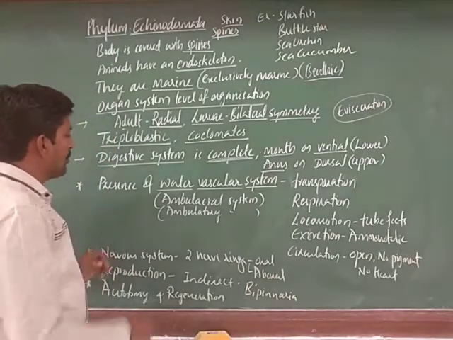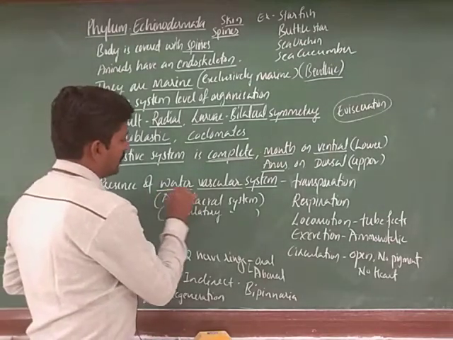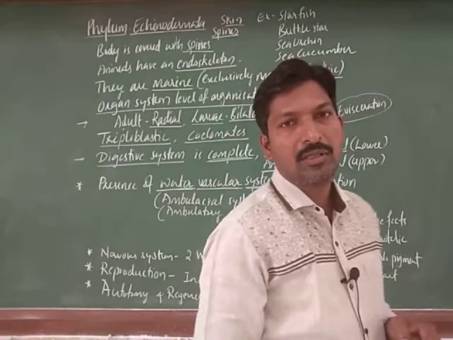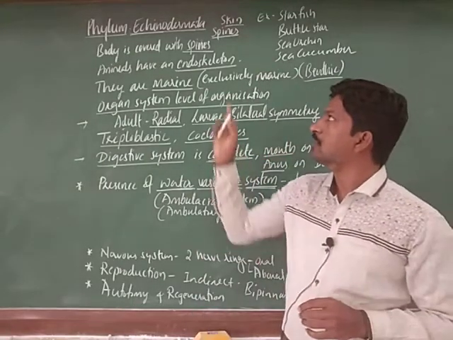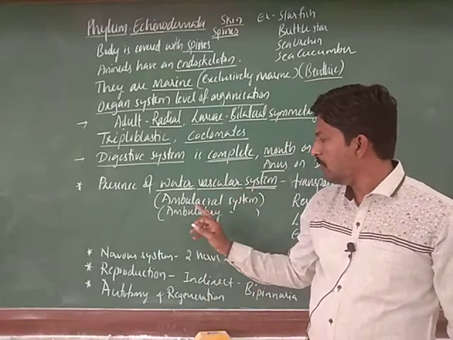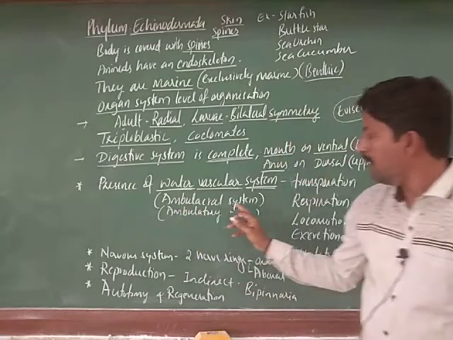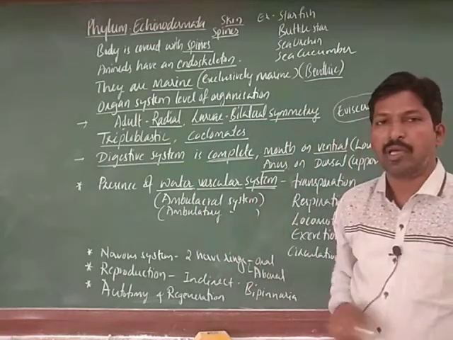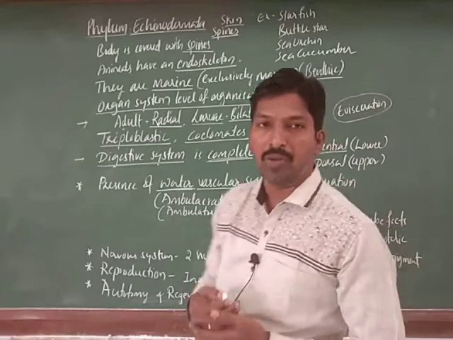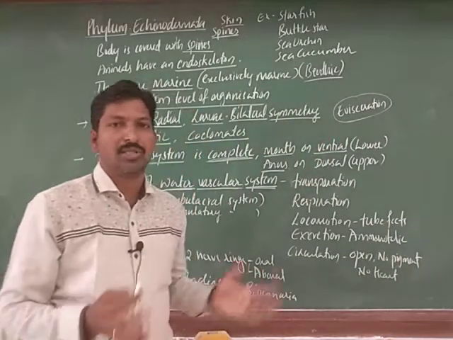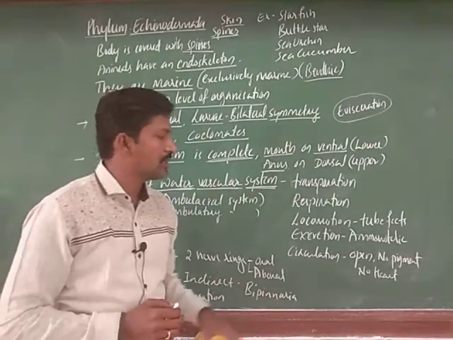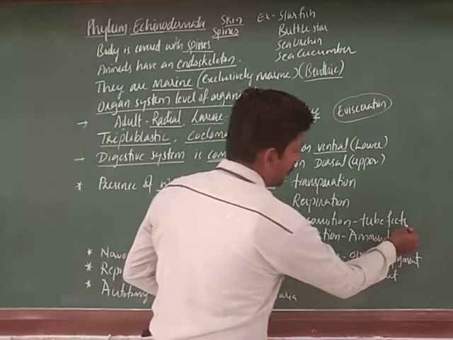Next, there is the presence of a water vascular system. This water vascular system is the unique, important feature of this phylum, Echinodermata. The water vascular system is also called the ambulacral system or ambulatory system, through which water circulates throughout the body. When you draw the structure of the starfish, you can learn more about this. There are special structures referred to as tube feet.